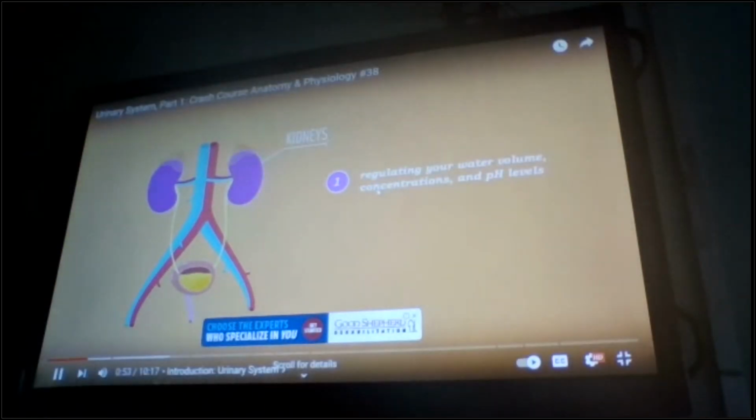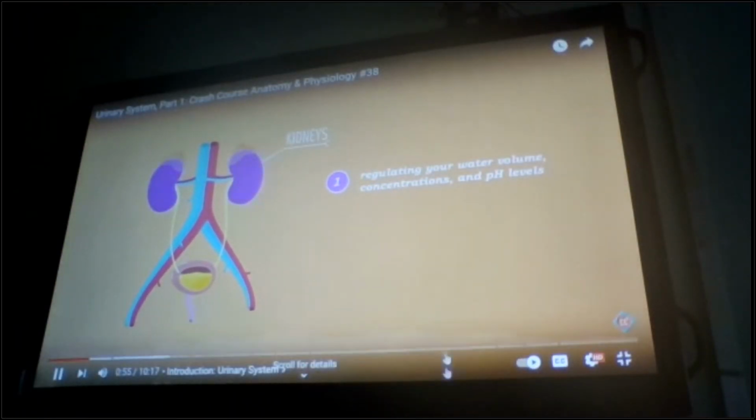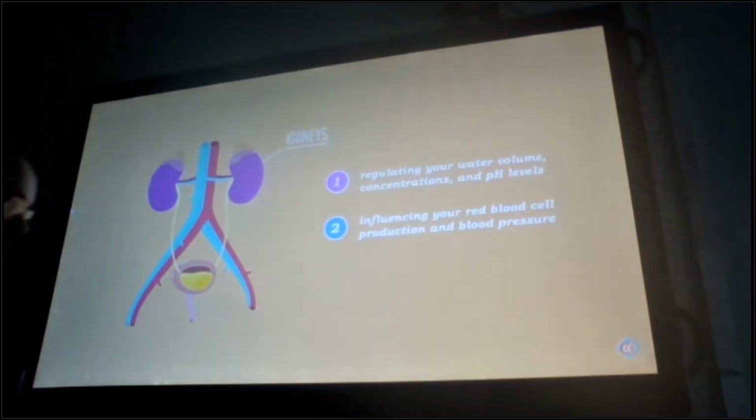This system, and specifically your kidneys, does all sorts of important homeostatic stuff like regulating your water volume, ion salt concentrations, and pH levels, and influencing your red blood cell production and blood pressure. But its main purpose, what we're going to be focusing on for the next 2 lessons, is how it filters toxic leftovers from your blood, like nitrogenous waste made by metabolizing protein, and ferries it out of the body. And spoiler, this all involves the how and the why and the what of your pee.